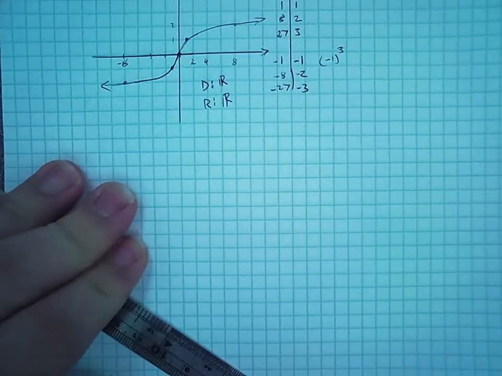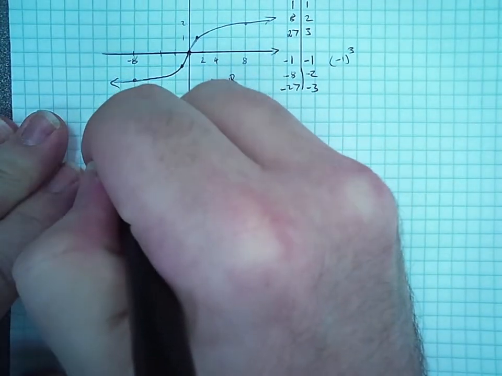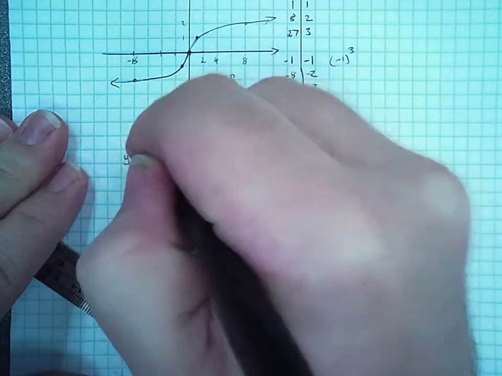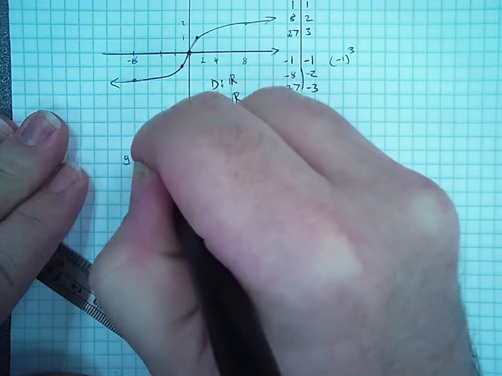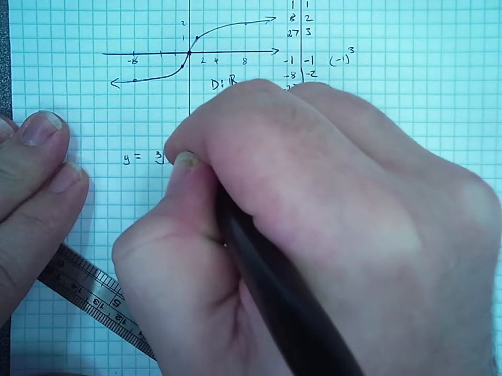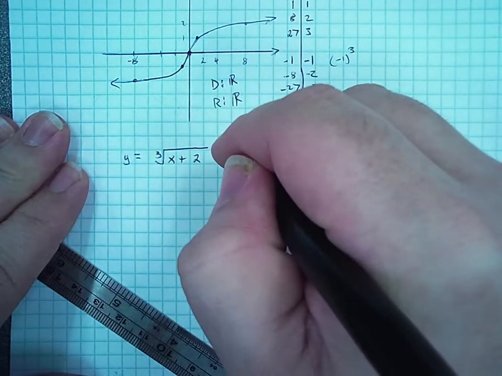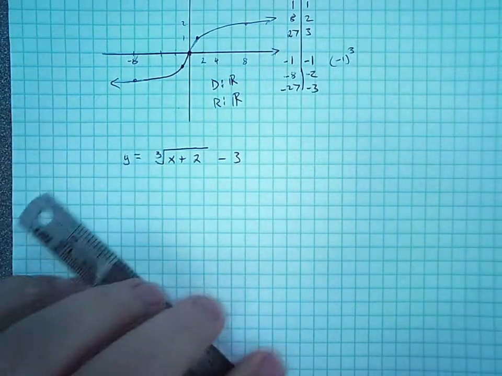But all of our cube root functions are transformations of this parent function. So we're going to do a couple examples involving these transformations just to give you an idea for what we're doing, and then you can practice on your own. So my next example, cube root of the quantity x plus 2, minus 3.